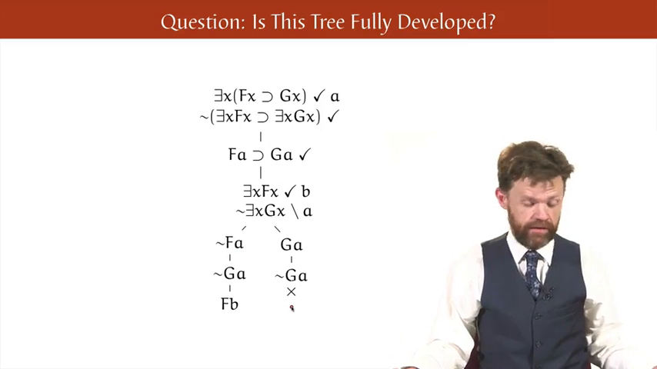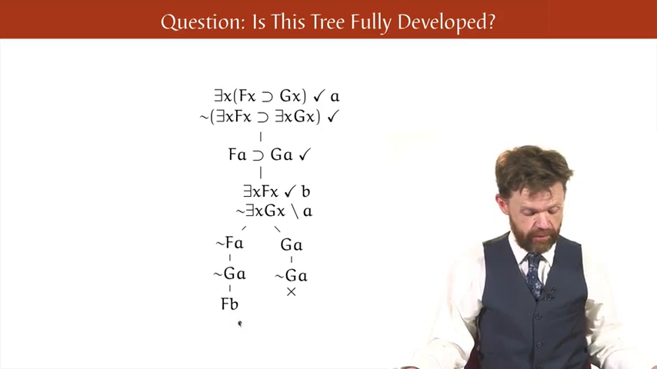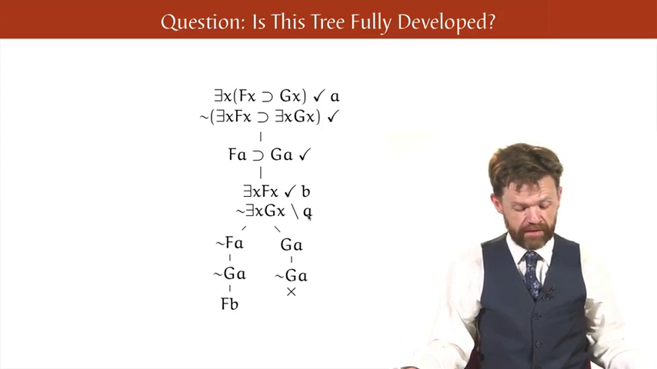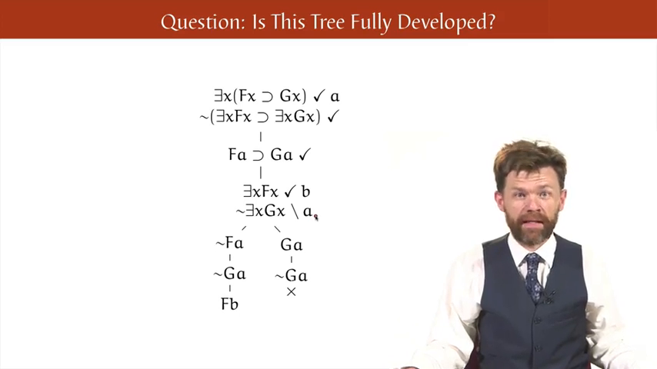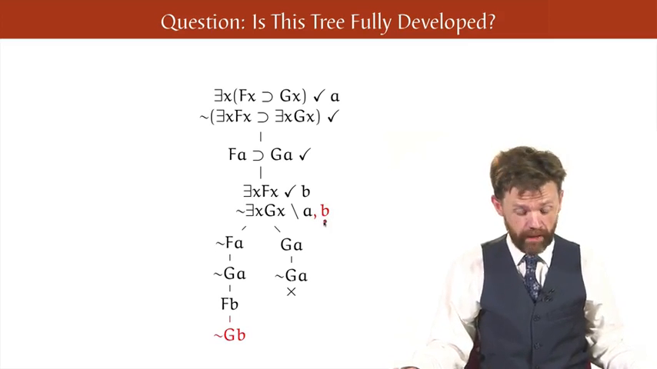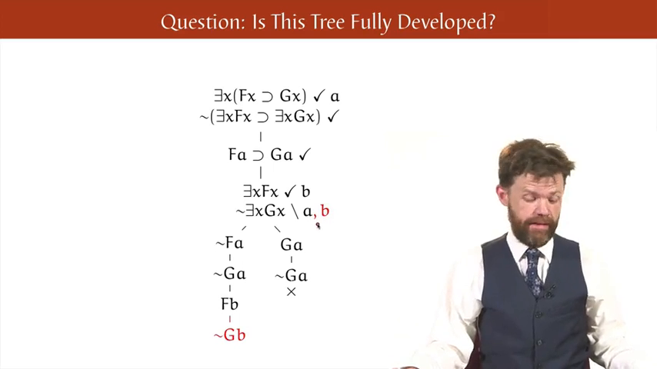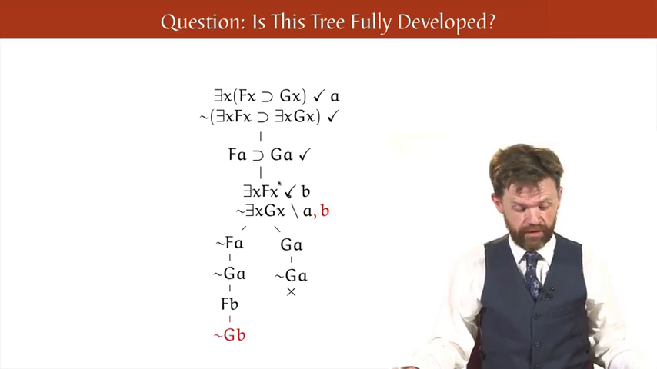The right branch is closed. You don't need to worry about that. The left branch, though, is open, and we've got a B over here that we haven't substituted here. So let's make that substitution. And now the tree is complete. Every complex formula has been processed.